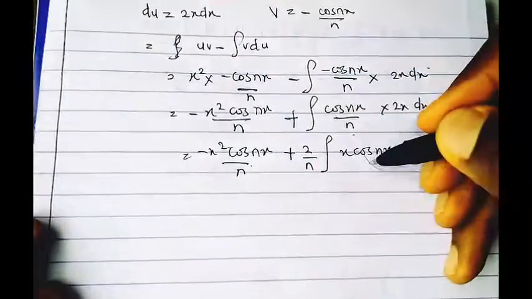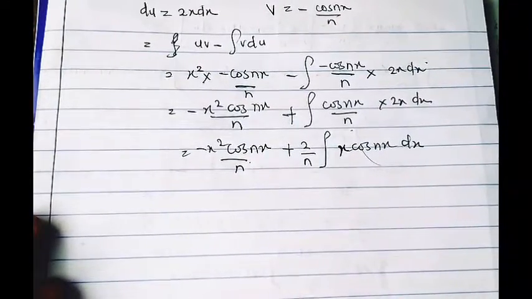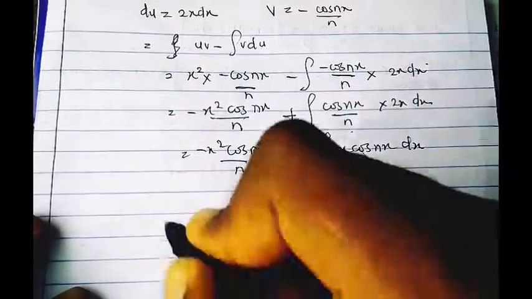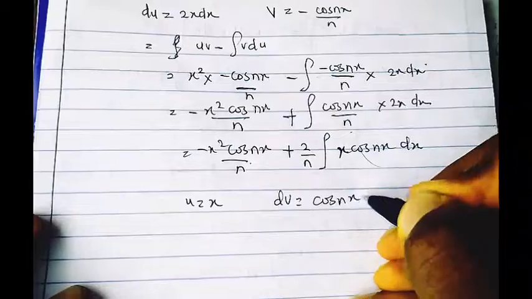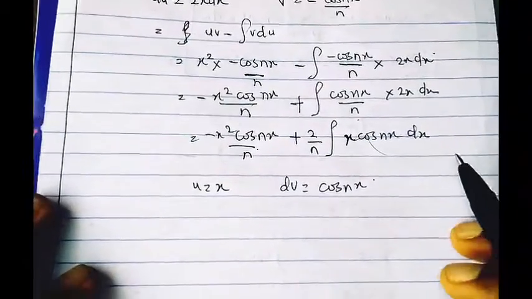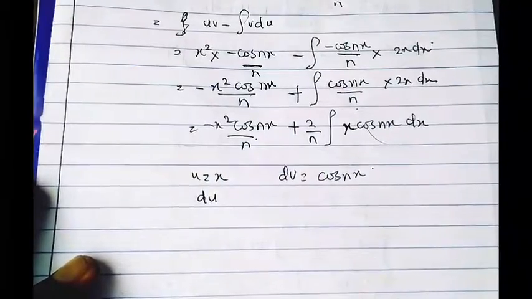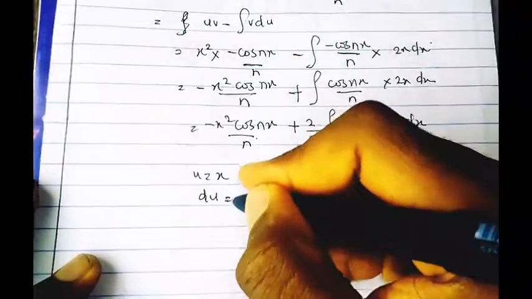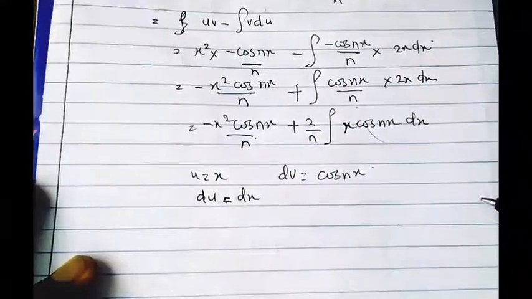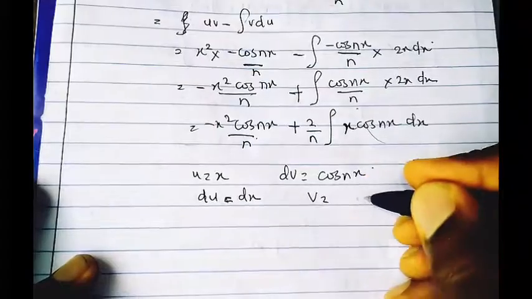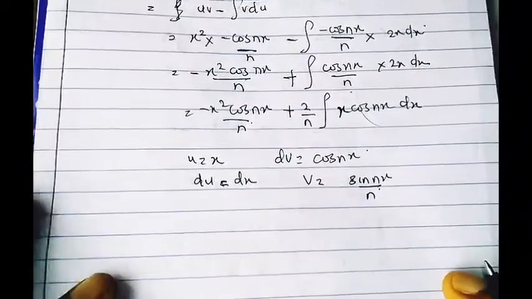So we apply integration by parts again, right? Because this is x and this is cos nx, we have two functions of x, so apply integration by parts. My u is equal to x and my dv is equal to cos nx. Differentiating u, which is equal to x, I'll be left with just 1. So du is equal to dx. Integrating my dv, my v will be sine nx over n, right?